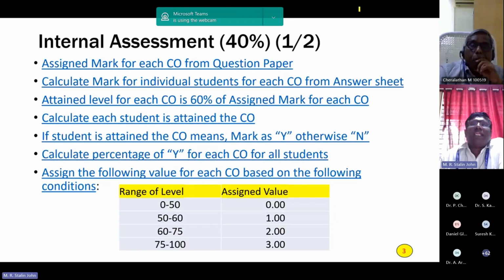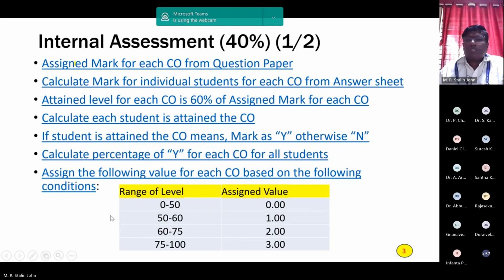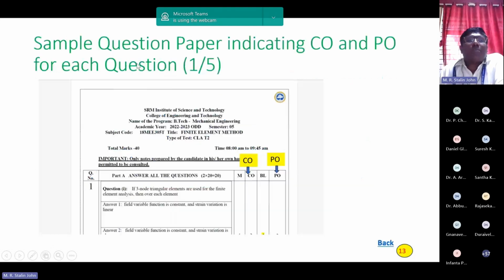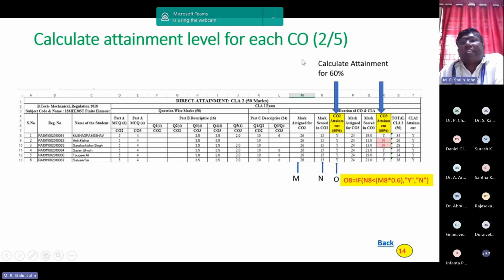So if you look at the internal assessment, 40%, first we have to assign each CO from the question paper. So we have a practice of following the question paper, marking the CO and the PO. For each question paper, we will know the CO and PO for each corresponding question, and calculate the mark for the internal attainment level.